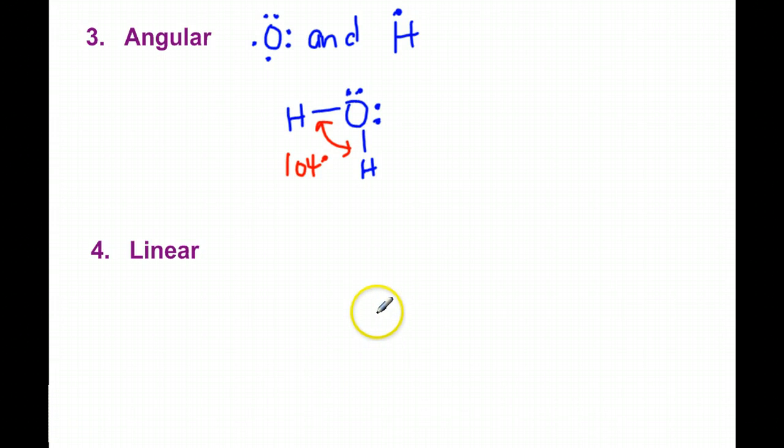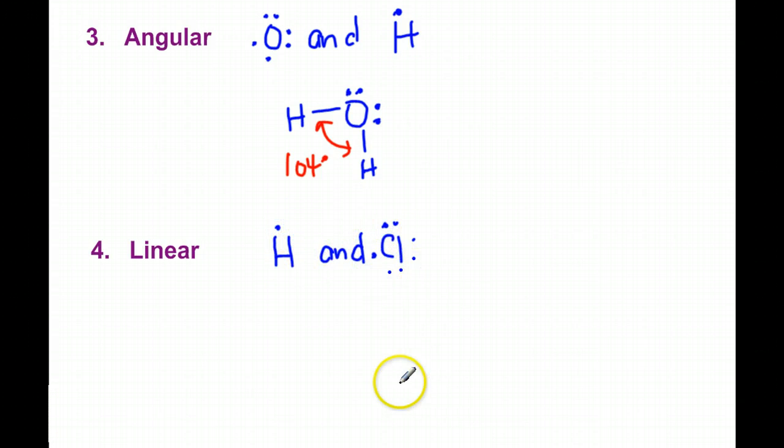And so the last one is linear. Linear means a straight line. So we can look at an example, hydrogen and chlorine. When hydrogen and chlorine come together, chlorine has 7, so 1 unpaired, and hydrogen has 1 unpaired. So we just need 1 of each to satisfy that full outer shell. So hydrogen's going to come straight in and bond with chlorine in a straight line, giving us this angle of 180 degrees.